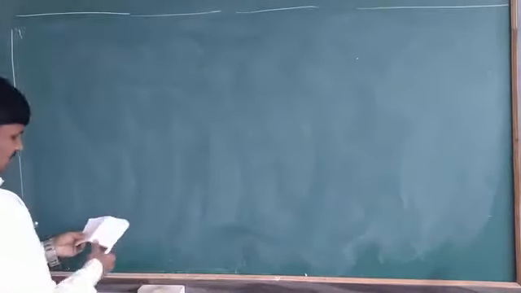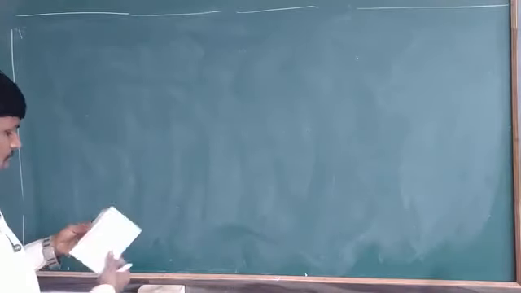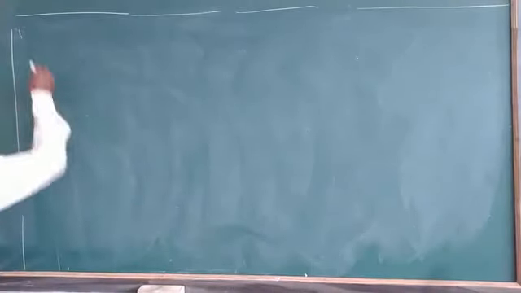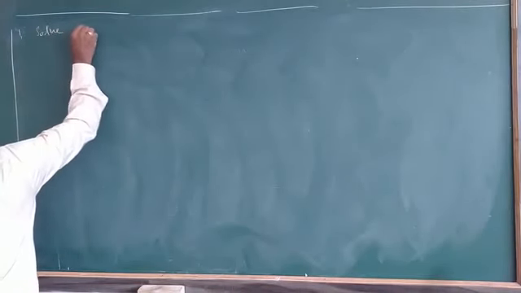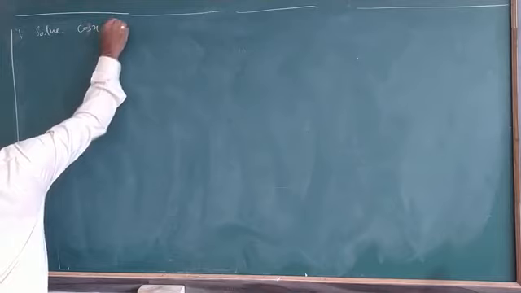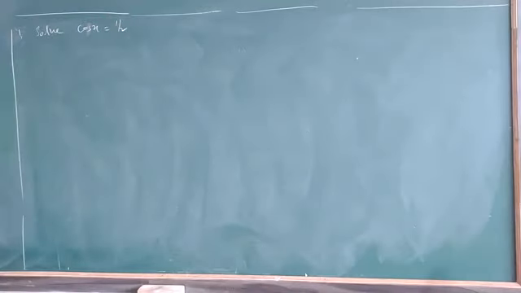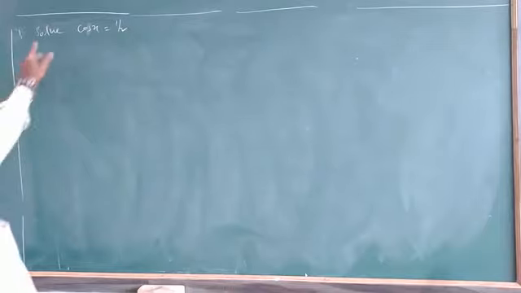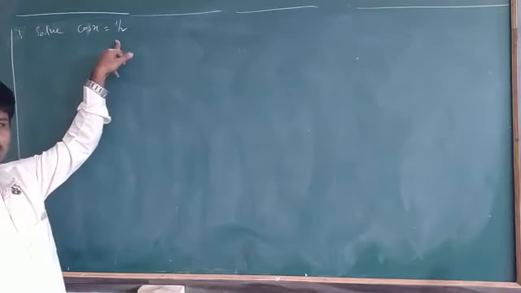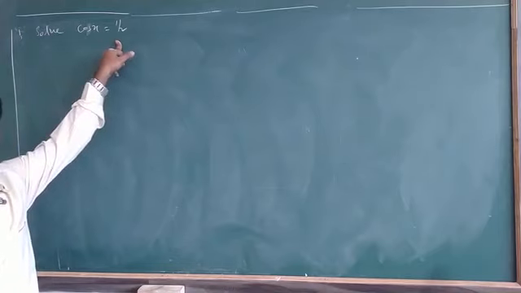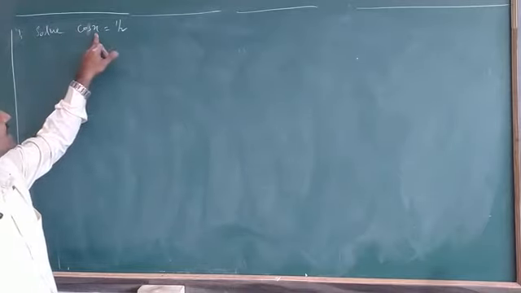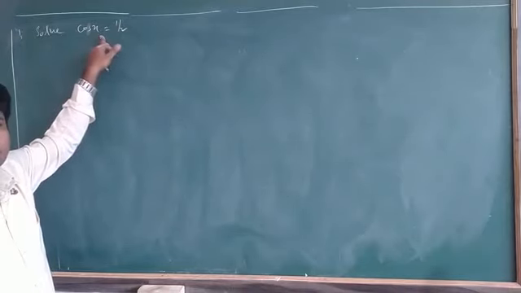Next, second question. Cos x is equal to 1 by 2. Cos x equal to 1 by 2 is given. That means what is he asking here? He is asking to solve this cos x is equal to 1 by 2. Solving means what do we have to find? General solution we have to find. So which form is it? Cos x is equal to k form.